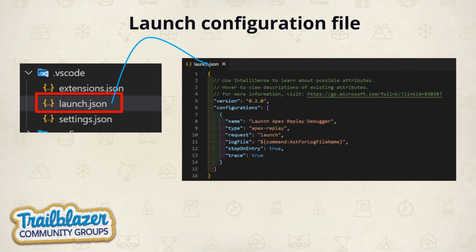Then you can see that stop on entry is true. I will show you how to trace these things and how to stop at the entry point under this session. Okay, under this file that is called launch.json.